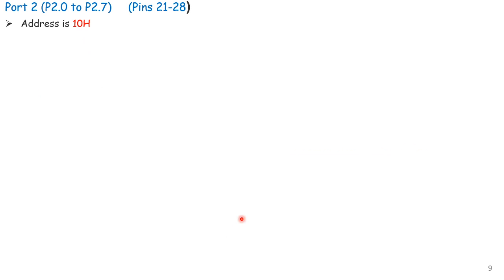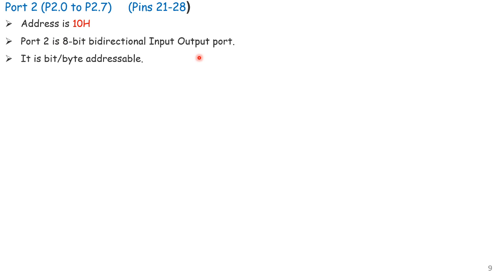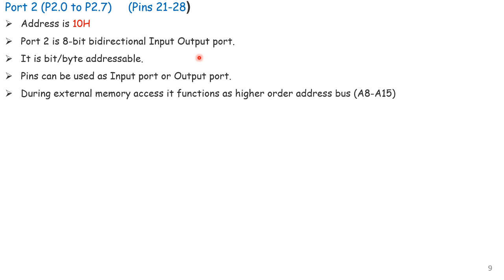Port 2, P2.0 to P2.7, is on pin numbers 21 to 28. The hex address to access this port is A0H. Port 2 is a bidirectional input output port. It is bit or byte accessible. It can be used as an input port or output port.